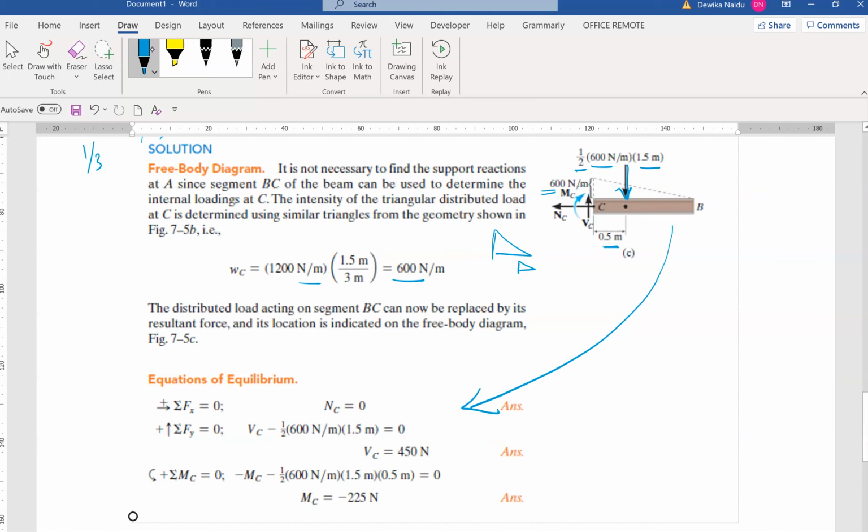So let's look at point C. Once again, this comes as a package. You like it or not, you have to write it. Nc is 0. This is the first point.